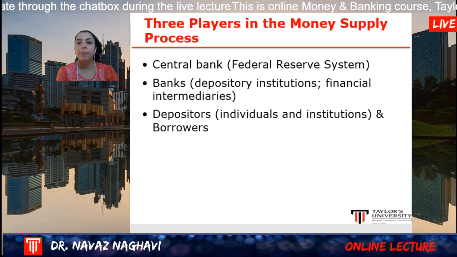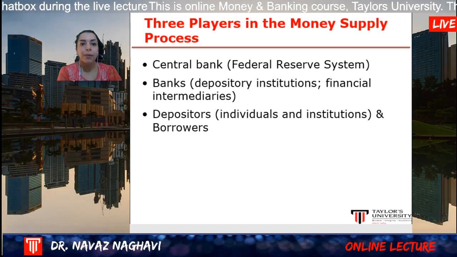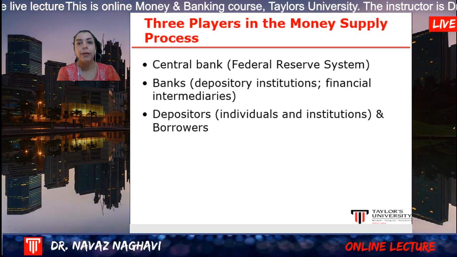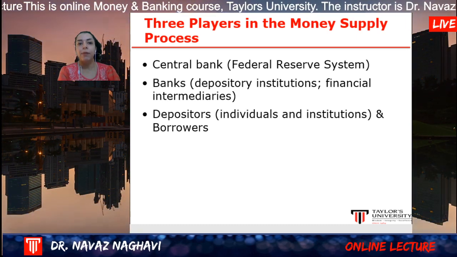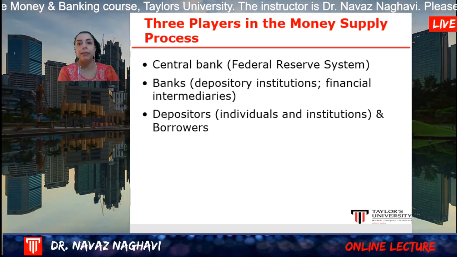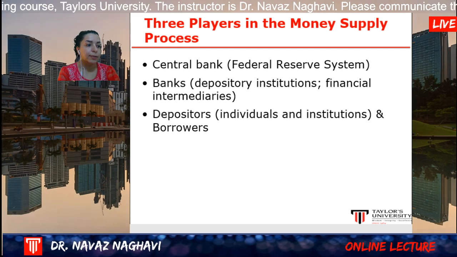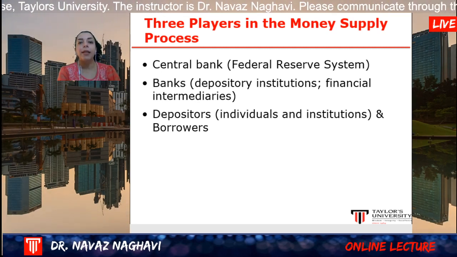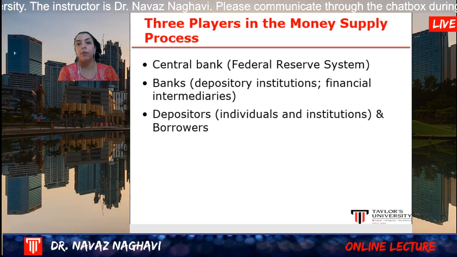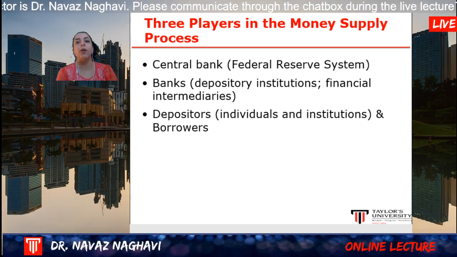today we start with the players in a money supply process. So normally the three main players, of course, the first is the Central Bank. So in this topic, for simplicity, whenever we want to talk about the central bank, normally we say Fed. It's only because of the simplicity. We assume that the Fed is the representative of the central bank of different countries. Then we have another main important player, which is the banking institutions, or we can say financial intermediaries. And the last main players is us, all of us.